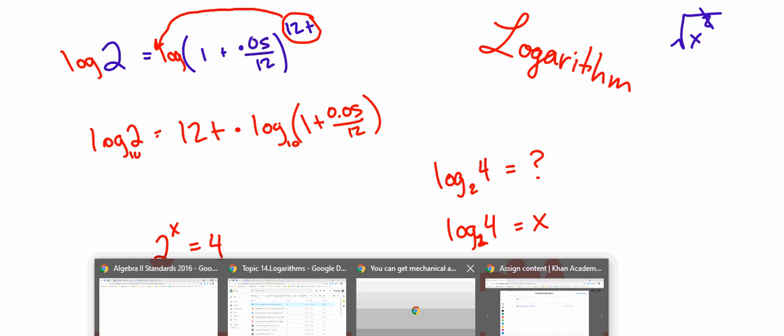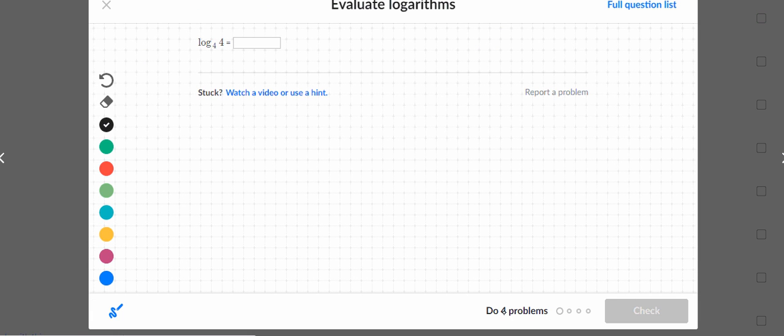Okay, and when it asks us a question, we want to be able to understand what it's asking us. So for example, I'll do a couple questions from each section. If you have log base 4 of 4, what is that asking us? Well, 4 to what power equals 4? You know the answer to that. The answer is 1.